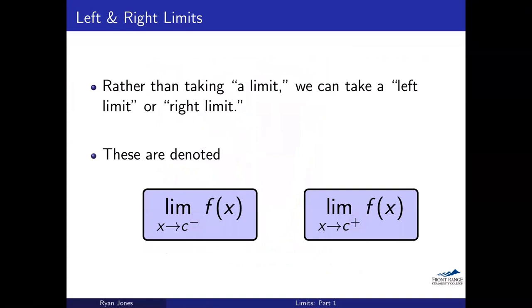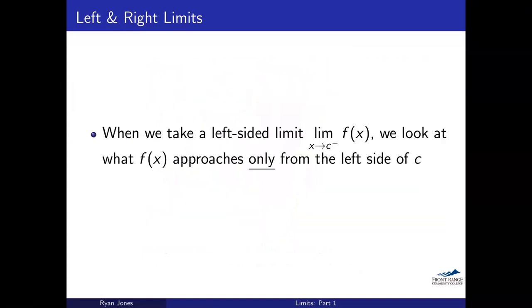Great. So we've got left and right-sided limits. We've seen this. If we take a left-sided limit, we look at just the left side. If we take a right-sided limit, we look at just the right side. And actually, I was going to get into some other limits, but let me say one more thing about left and right limits. We'll talk more about this later, but in order for a general limit to work, you need the left-sided and right-sided limits to be the same exact value.